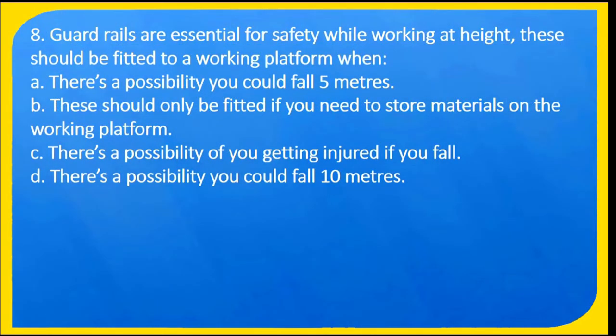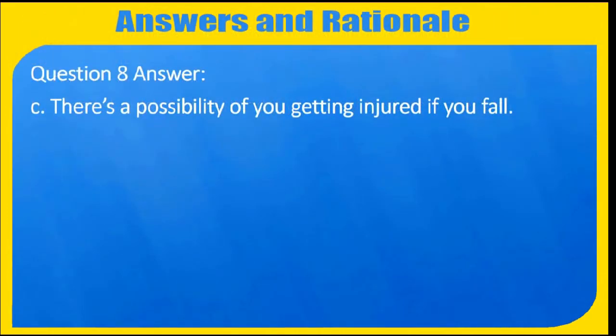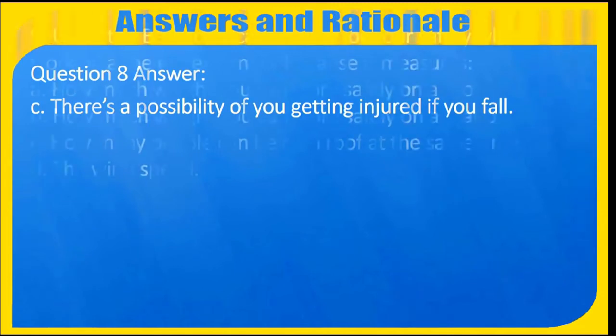Question 8. Guardrails are essential for safety while working at height. These should be fitted to a working platform when A. There's a possibility you could fall 5 meters. B. These should only be fitted if you need to store materials on the working platform. C. There's a possibility of you getting injured if you fall. D. There's a possibility you could fall 10 meters. Question 8. Answer. C. There's a possibility of you getting injured if you fall.